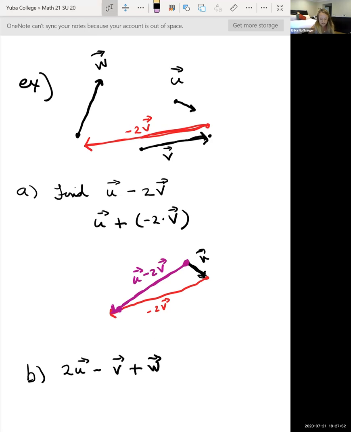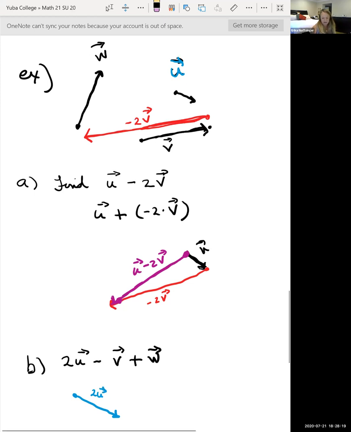Okay, so 2u, let's make 2u. So it has to be the same direction, but it's going to be twice that length. So I'm just estimating. Minus v, so that would be our v value, but in the opposite direction and the same length. So minus v.